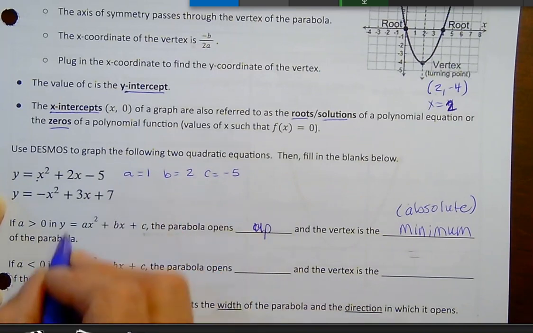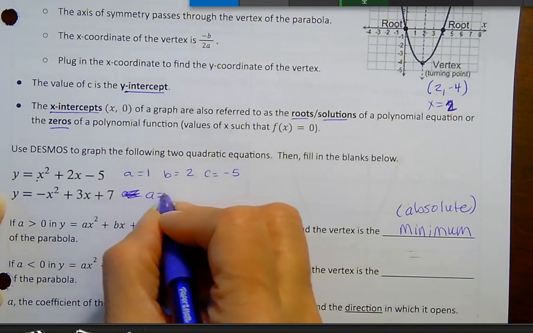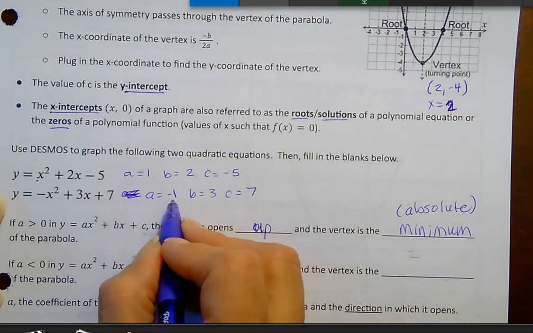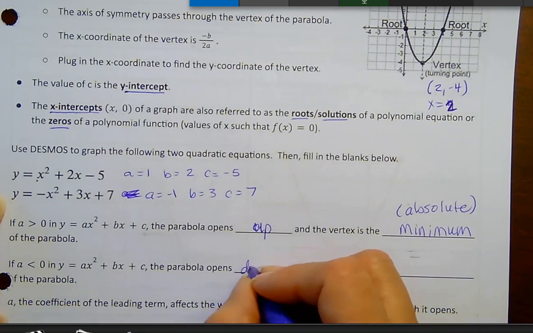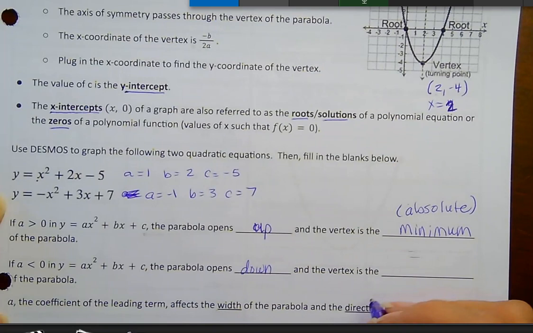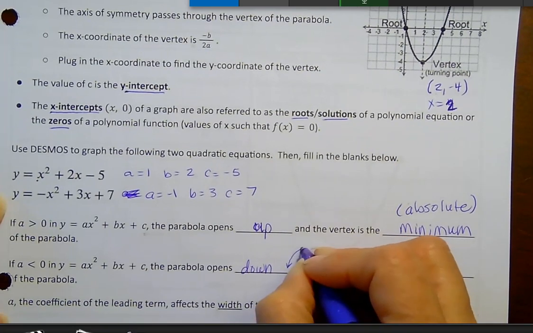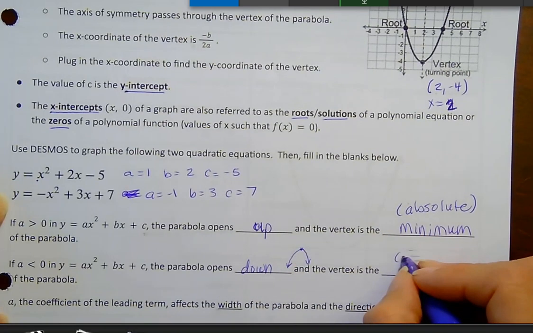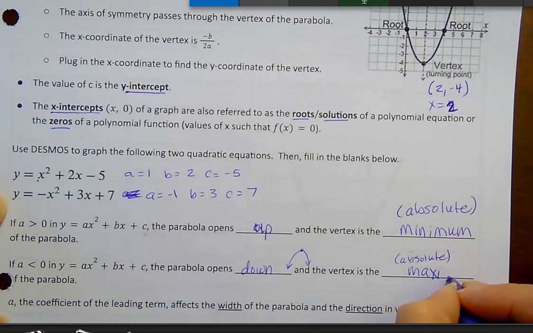If a is less than 0, like in the second one, a equals negative 1, because that's what I can see. B equals 3, and C equals 7. Now, if a equals negative 1, remember that time our parabola opens downward. The vertex, when we have something that goes downward, is going to be the absolute maximum. It's going to be the highest y value we could get. So we're going to say absolute maximum. If you just say it's the maximum, I'll get it.